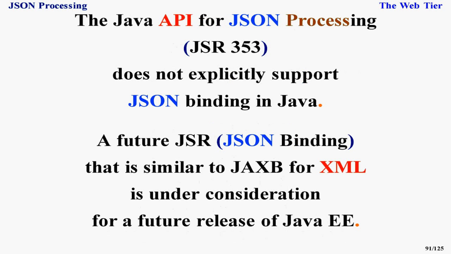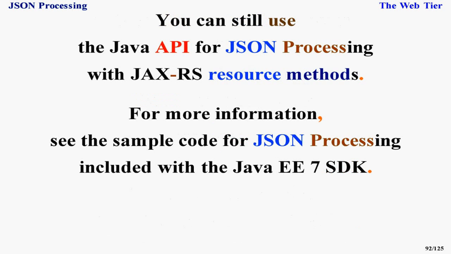The Java API for JSON Processing (JSR 353) does not explicitly support JSON binding in Java. A future JSON binding that is similar to JAXB for XML is under consideration for a future release of Java EE. You can still use the Java API for JSON Processing with JAX-RS resource methods. For more information, see the sample code for JSON processing included with the Java EE 7 SDK.